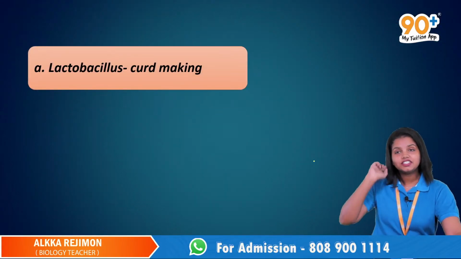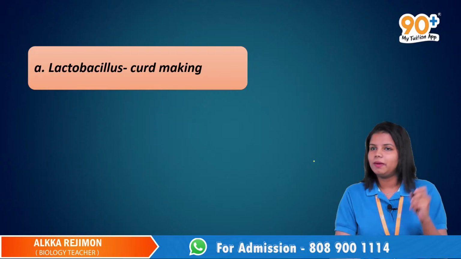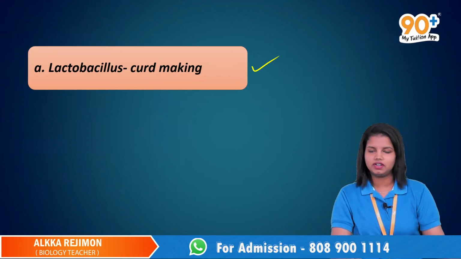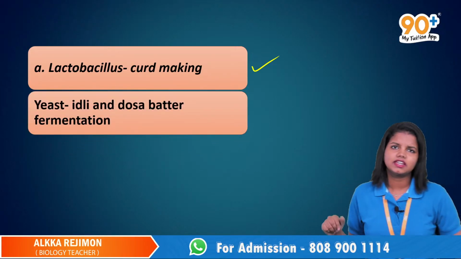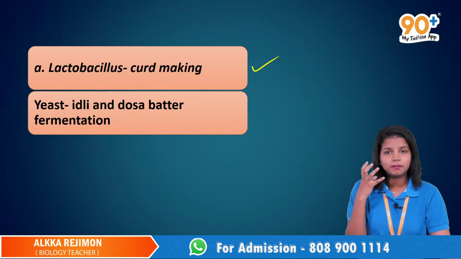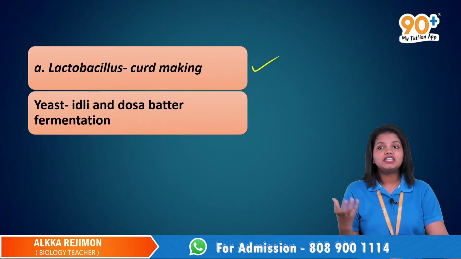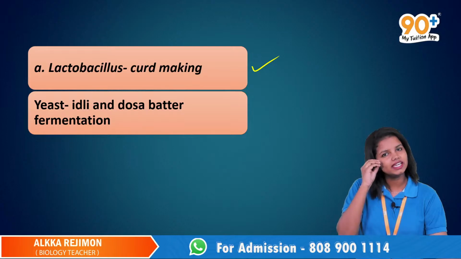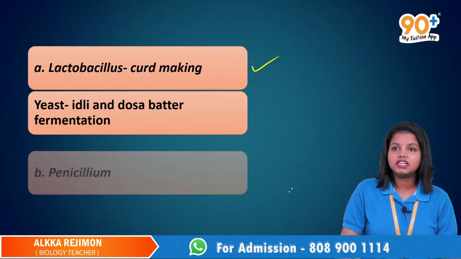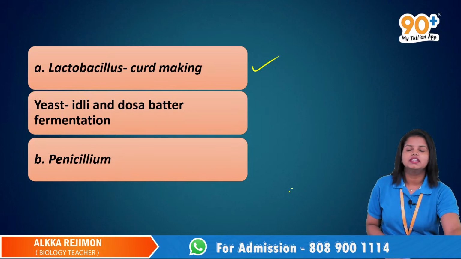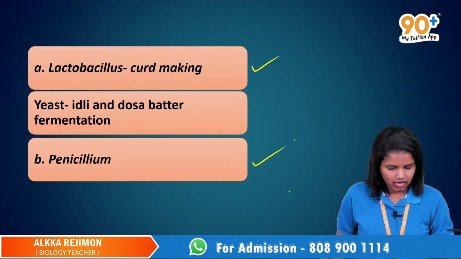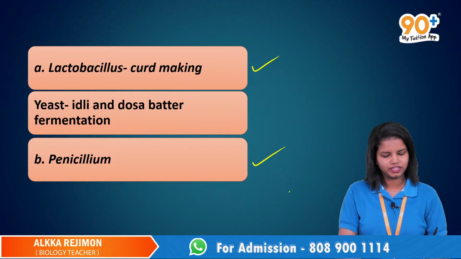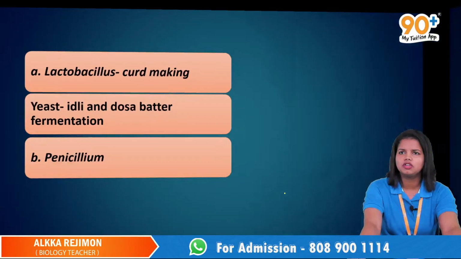Yes. Lactobacillus is a bacteria which is used in curd making or settling of curd. Yes. Another one is yeast. Do you remember? For making the batter of our idli and dosa. Yes, the fermentation of idli and dosa batter is done by these microbes called yeast. And the second part is the ones used in antibiotic production. Yes, Penicillium is a microbe which is used in antibiotic production. Do you remember it? That's pretty much about that question.